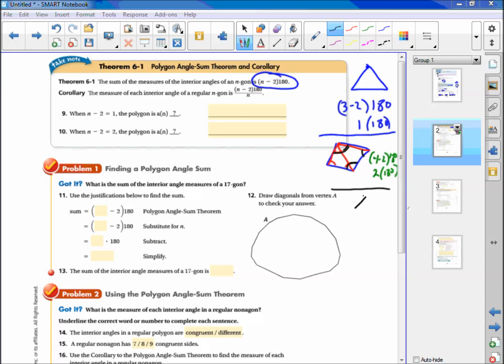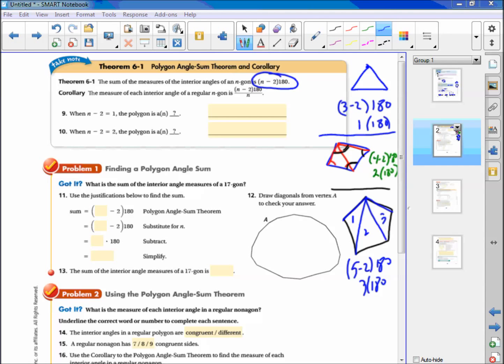We could do the same thing with a pentagon. Here's our pentagon. We know our formula is supposed to be 5 minus 2 times 180. So inside of this pentagon, there should be 3 triangles worth of angle measures. We can do it by connecting one vertex to all the others. There's triangle 1, 2, and 3. So 3 triangles times 180 would tell us the total of the interior angles of the polygon.